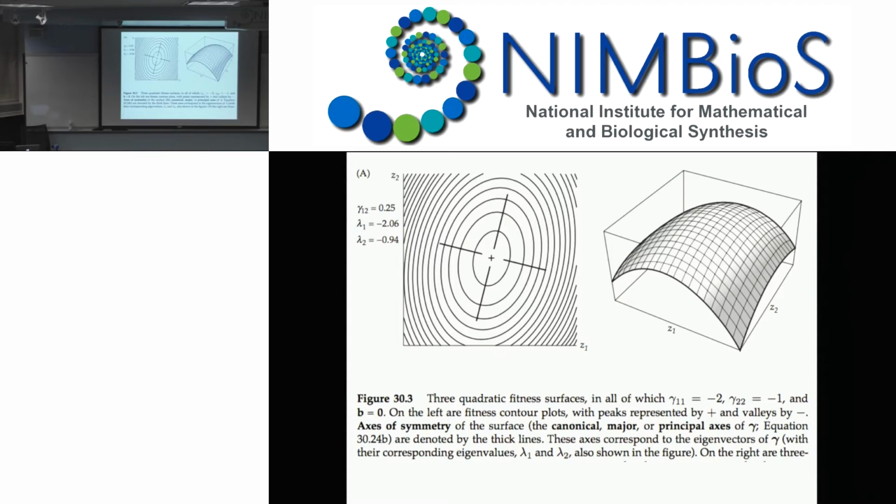I'm going to give you 3 different fitness surfaces, and they all have gamma 1,1 is -2, gamma 2,2 is -1. So they all have this. Where they differ is what the gamma 1,2 is. So here, gamma 1,2 is 0.25. And that resulting surface looks like this. Here's the topography. Here's the map. It's stabilizing selection in both dimensions.